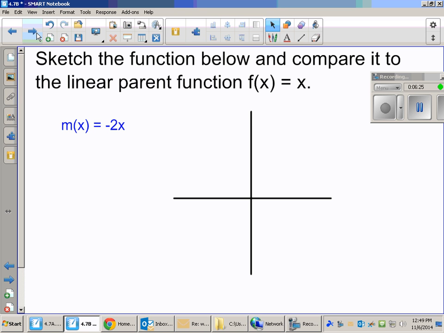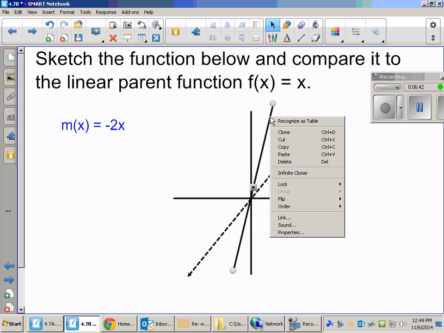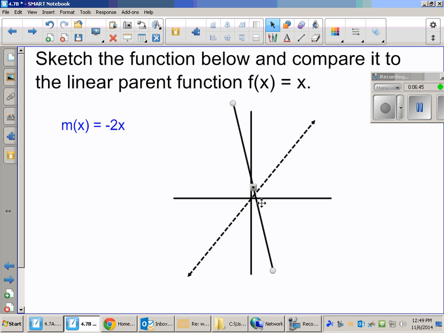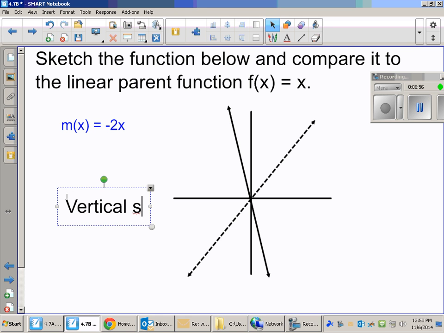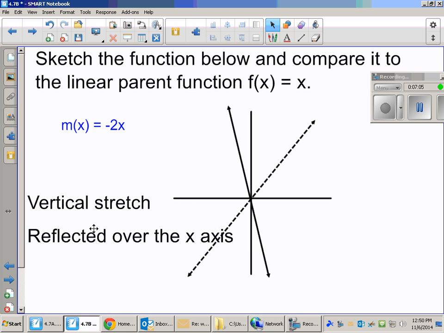All right, to start off, just like always, I'm going to put my parent graph on my sketch. I've got a couple different things going on this time. I've got a -2 as a slope. That means it's going to have a steeper slope, and it's going to be reflected over the x-axis. So it is going to look like that. To compare it in words, I would say that this is a vertical stretch, and it is reflected over the x-axis. You would need to say both of those things because both are true.